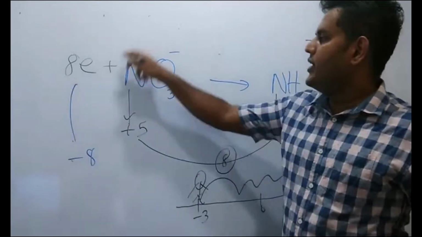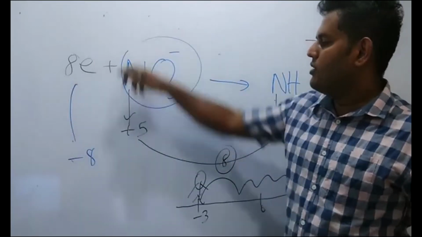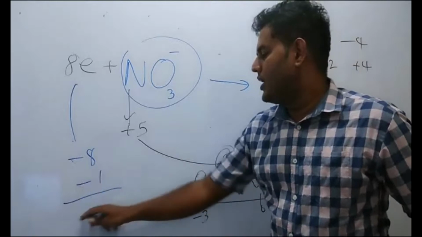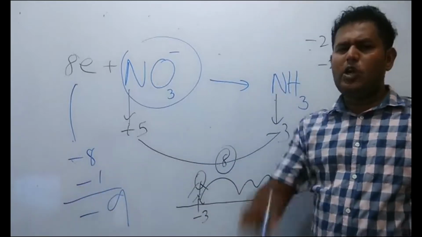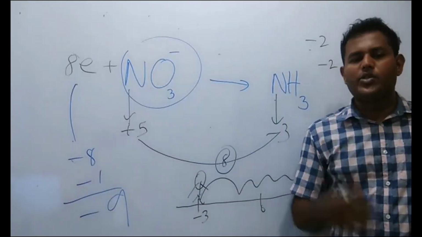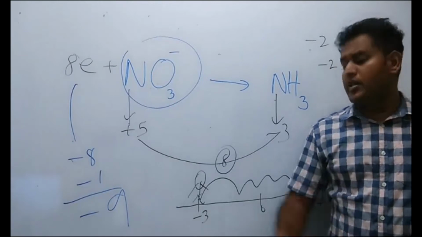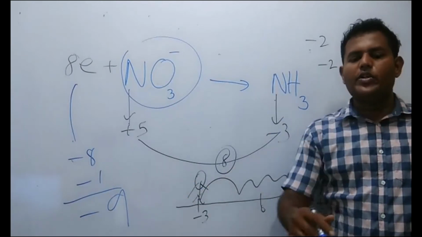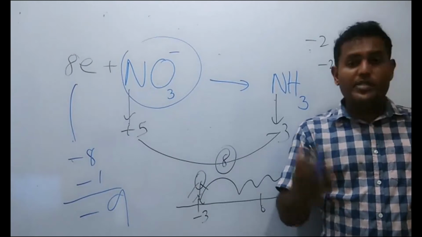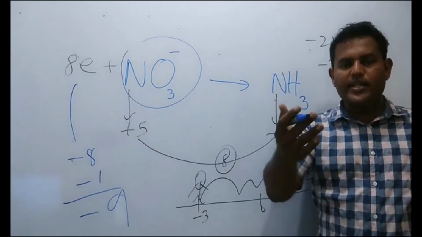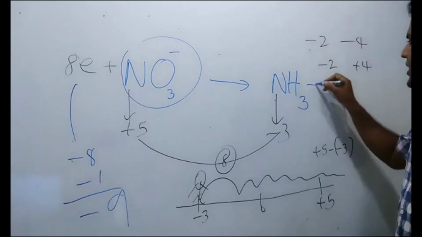And then nitrate, 1 nitrate, what is the charge? -1. So what is the charge in the left side? -9. In order to balance the charge, we have to add OH minus. So then how many OH minus ions we are adding? In order to balance -9, we have to add OH minus. Here 9 to this side.